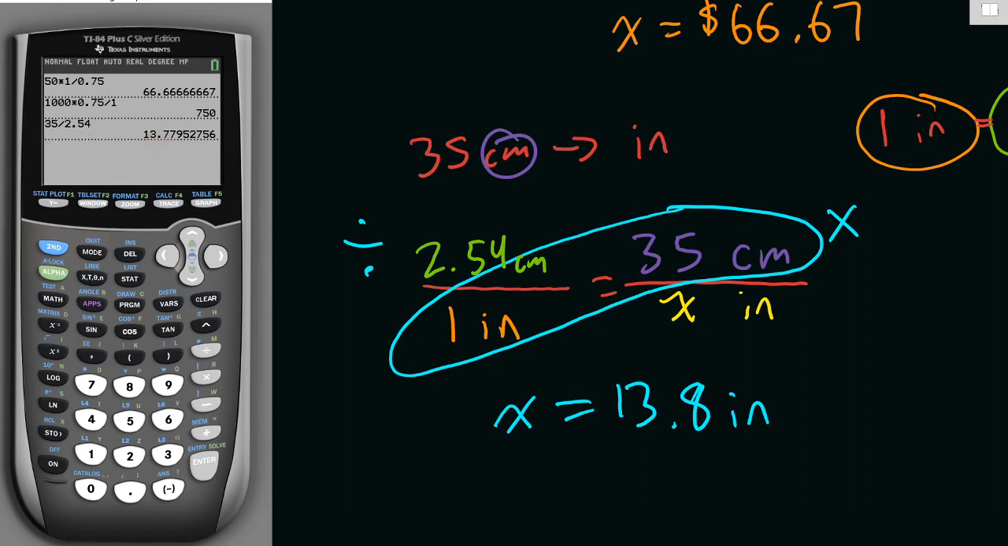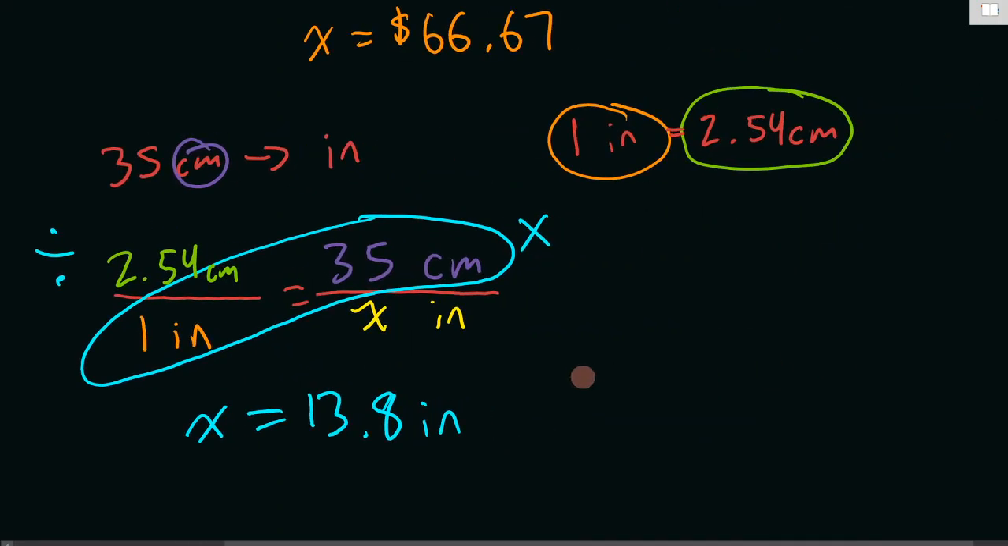13.8 inches. Okay, so that's your sort of general skill, setting up and solving a proportion, which is used anytime you need to convert units that have a direct scale factor. A direct scale factor like 1 of 1 equals something of another.